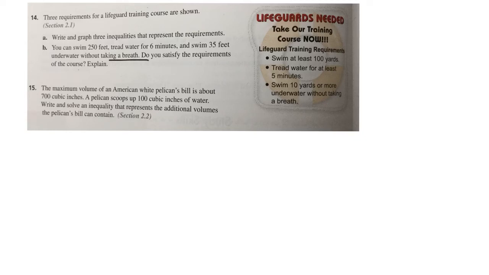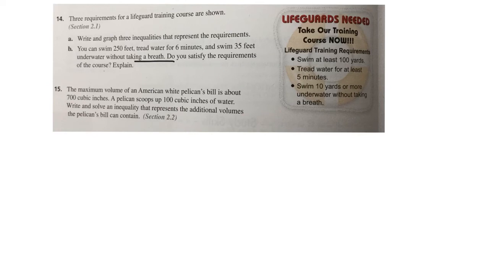Okay, now let's look at some word problems. Move this over a little bit. Three requirements for a lifeguard training course are shown. That's this picture over here. Swim at least 100 yards, tread water for at least 5 minutes, swim 10 yards or more underwater without taking a breath. So for each one, it says write and graph 3 inequalities that represent the requirements.